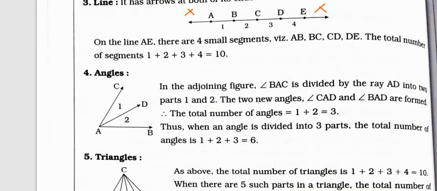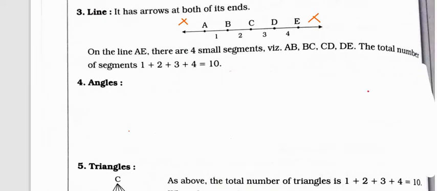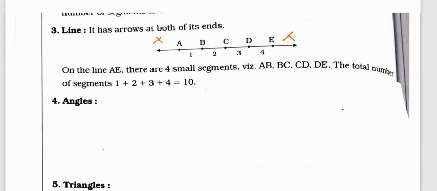Now see this angle CAB. This is the bisector. Bisector means it divides the angle into 2 parts. Now total number of parts, how many rays are there? 1, 2 and 3 rays. That is total angle are 3 parts, and therefore total number of angles. How to find out? Now see angles. Suppose this is an angle ABC.